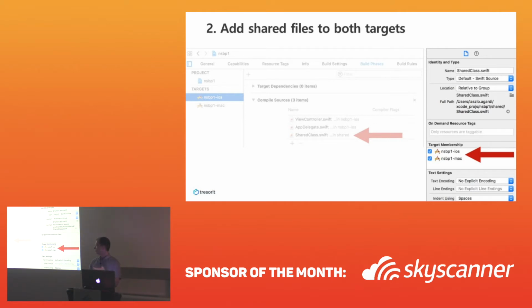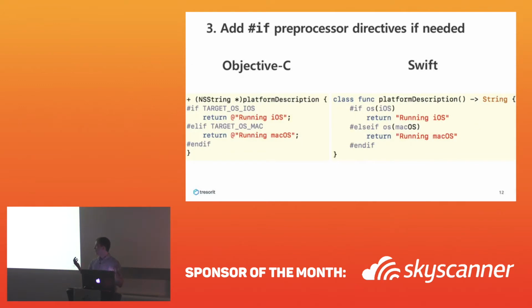And once you have your files, you may need to add some platform-specific behavior or function. For this, you can use if macros to include iOS only or Mac only behavior. This is how you can do it in Objective-C. You can do it similarly in Swift.